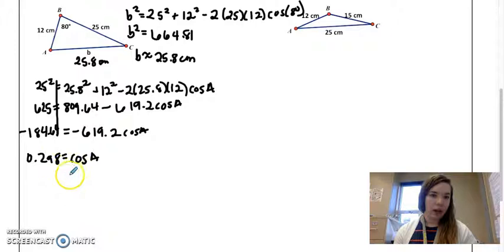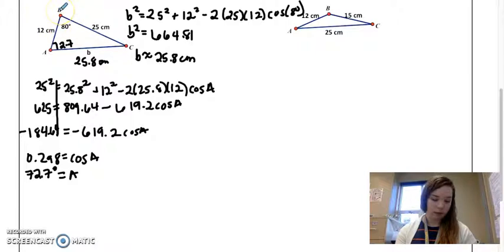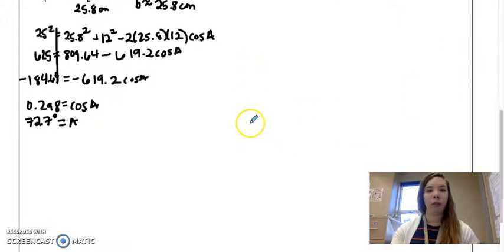So angle A is 72.7 degrees. And then I'm just going to take 180 minus 80 and minus 72.7 to get 27.3 degrees here. Okay, now we've solved our triangle.